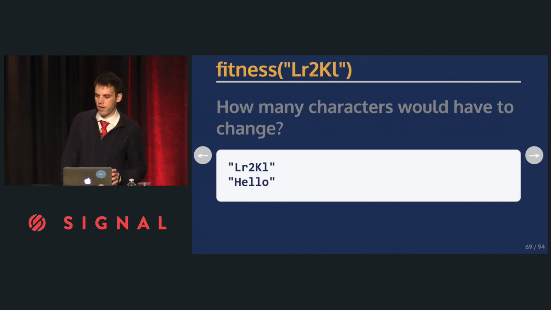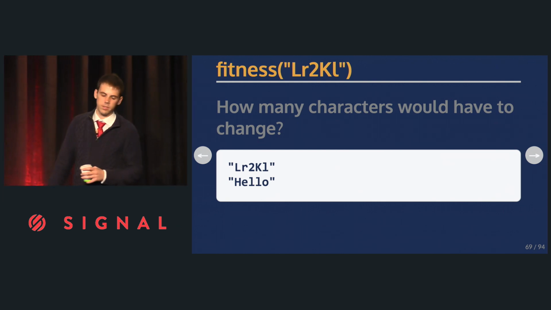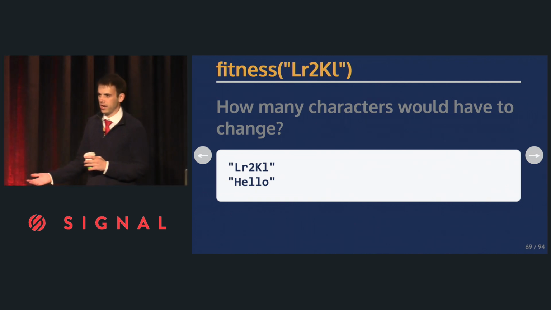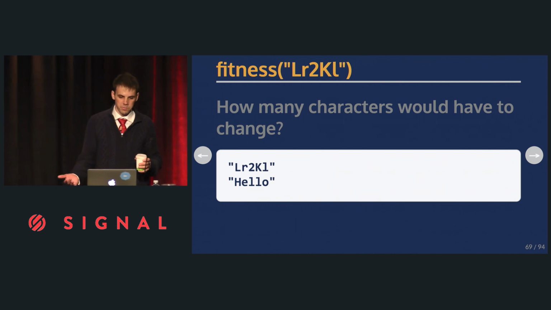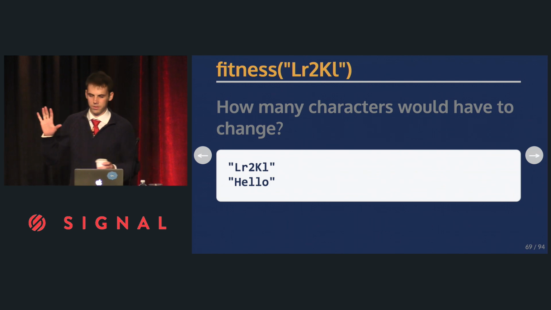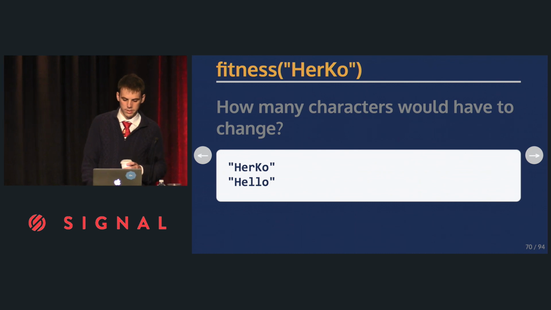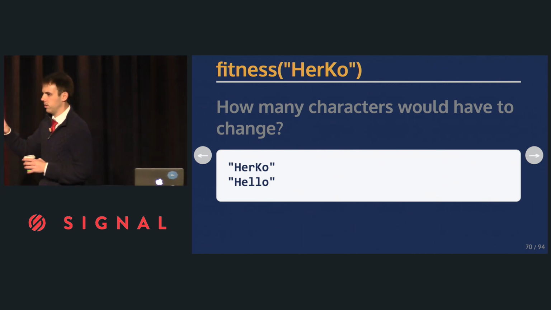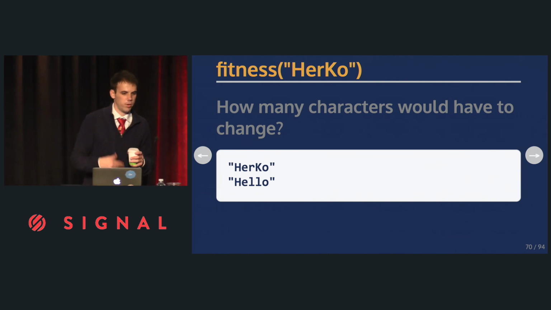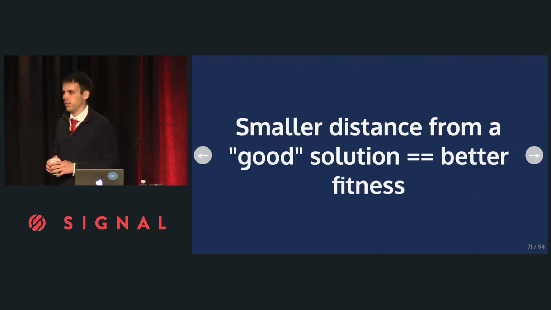For each of those random strings, we're going to evaluate the fitness, right? So we need a fitness function, which is a way of evaluating and saying how good is this. The fitness function for a string is just how many letters would we have to change to get the string hello, right? In this case, the fitness is not very good. We'd have to change 5 characters. This is not a good fitness. But if we change to this, the fitness is pretty good. It's 2, right? We only have to change 2 characters. The fitness is better. So this is how we can evaluate progress as we go. Smaller distance from a good solution is better fitness.